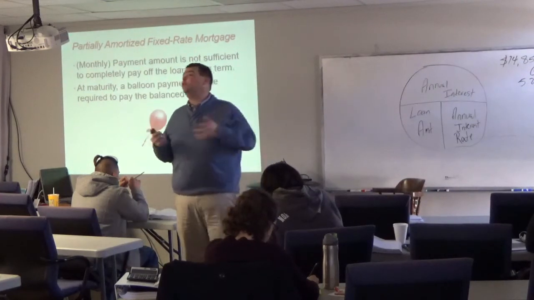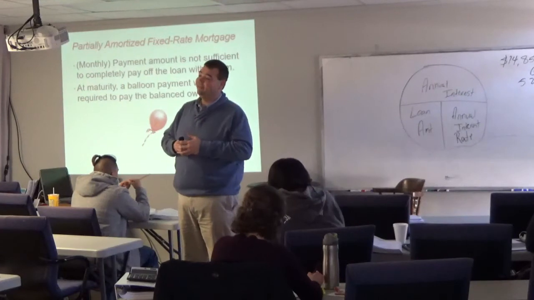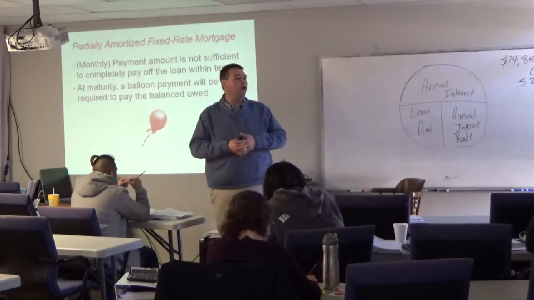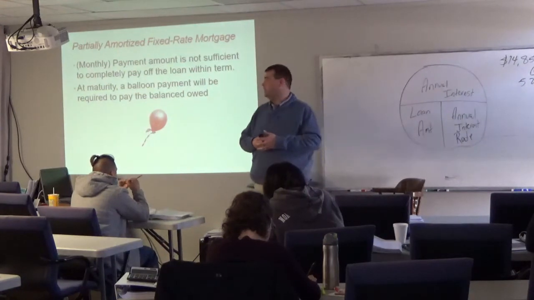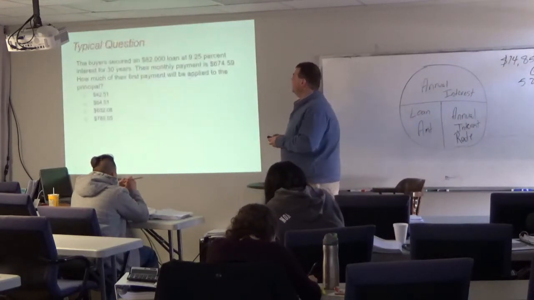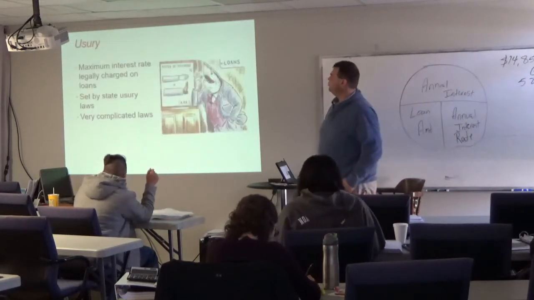So what would you do if you bought Crabtree Valley Mall in 5 years when that loan came due? You'd probably take out another loan and refinance it. Take out another partially amortized loan and refinance. All right? We've done amortization.